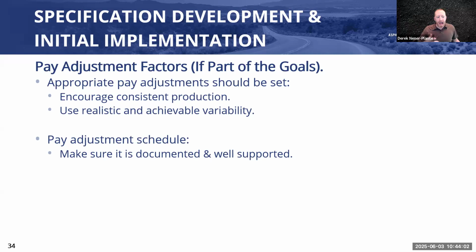All right. So having a measure that uses realistic and achievable variability, and knowing that, is important. And then making sure that you have some sort of well-supported way to justify your pay adjustment. It's not just thrown off the wall. We can't have something that's way too high or way too low. That's not going to balance those risks. And it's all about balancing those risks.